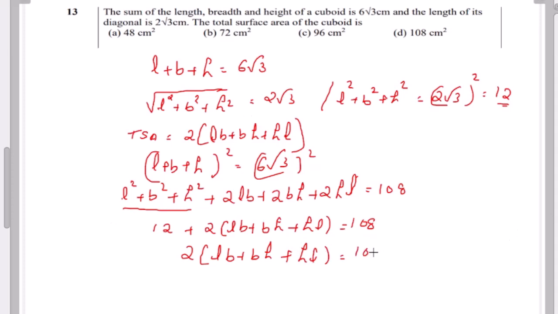So 2 into LB plus BH plus HL is equal to 108 minus 12, which is 96. This is actually the surface area, so the total surface area of the cuboid is 96 centimeter square. So the option is C.